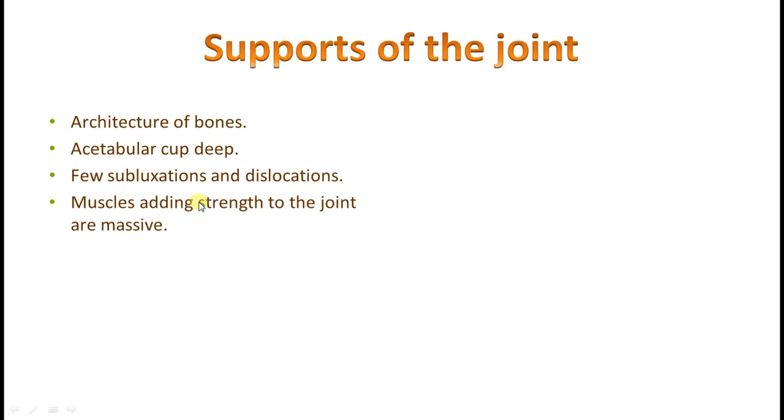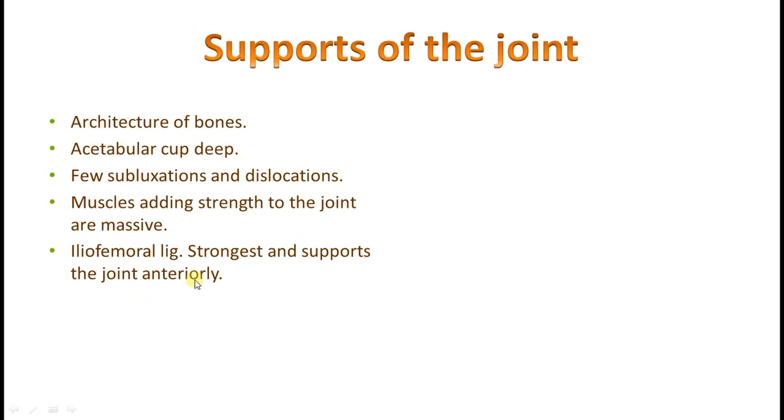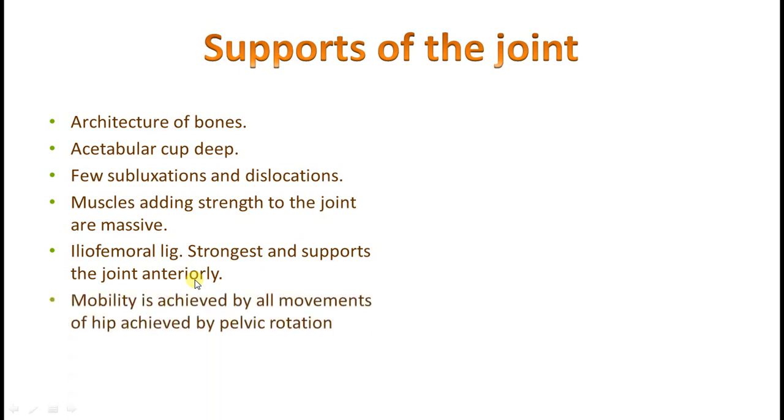Then the muscles present around the joint add strength to the joint. They are all very massive, very large muscles: gluteus maximus, adductor magnus, all these muscles. The tone and the size of the muscles support the joint. The strongest ligament supports the joint anteriorly, that is the iliofemoral ligament, which prevents the tilting of the pelvis backwards.